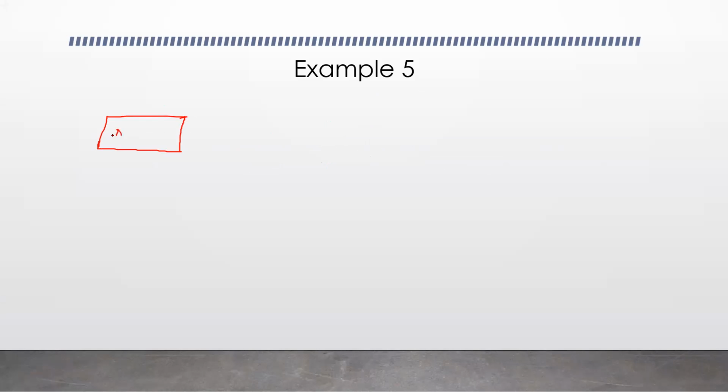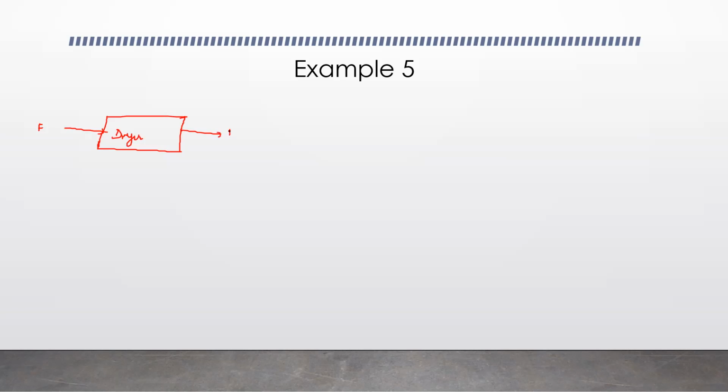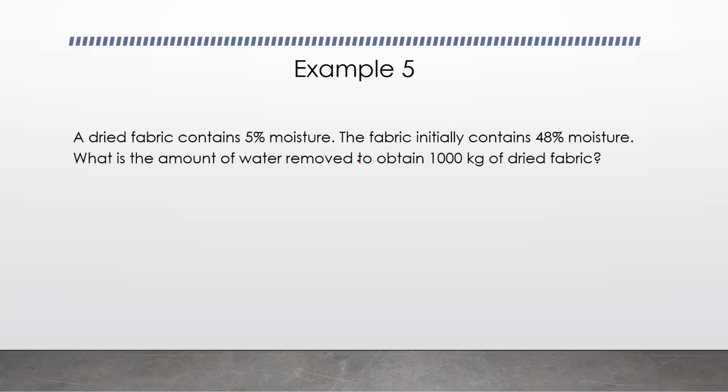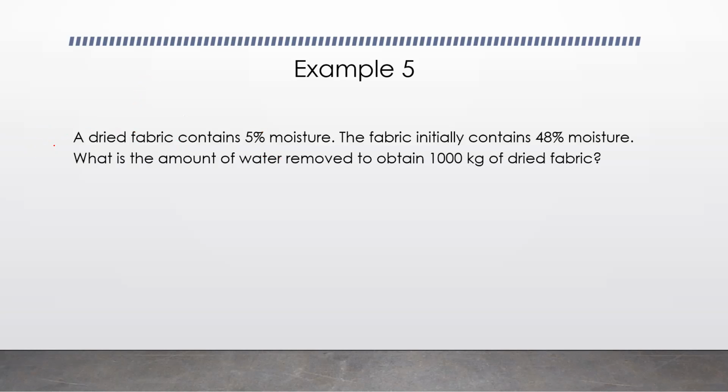You have to draw the block diagram. This is going to be your dryer, and here we are going to have our feed F, and this is our product. In the previous question, they had given us the feed and asked us to calculate E. This time they have given us the product, so that doesn't really change a lot. Product is given to be 1000 kg, and XP is 0.05, because it contains 5% moisture, and XF is 0.48.